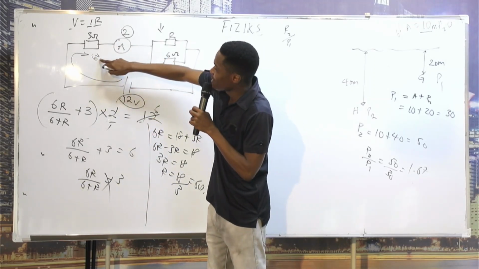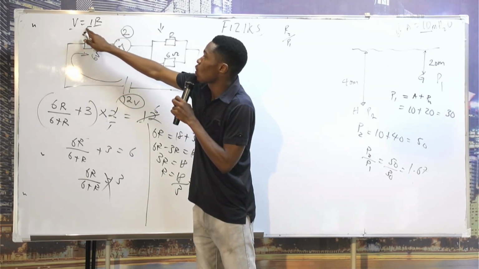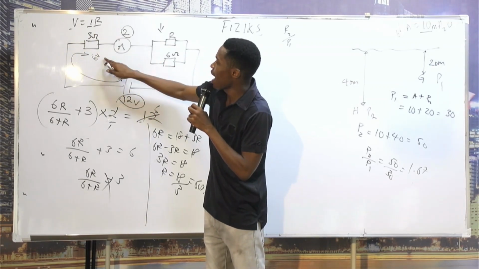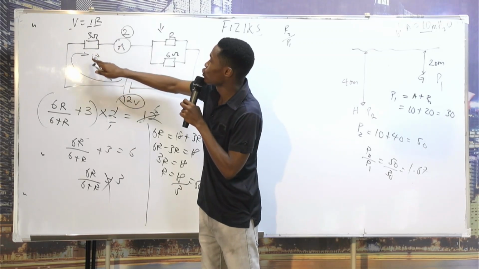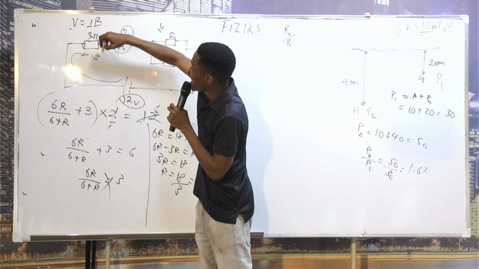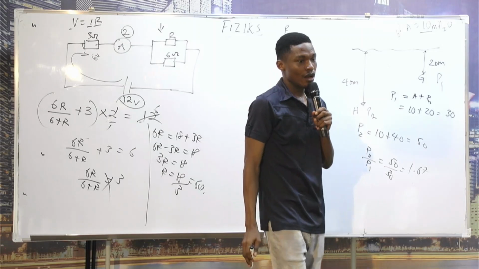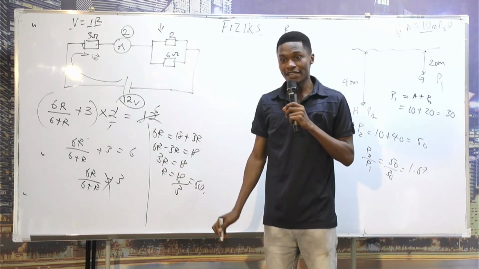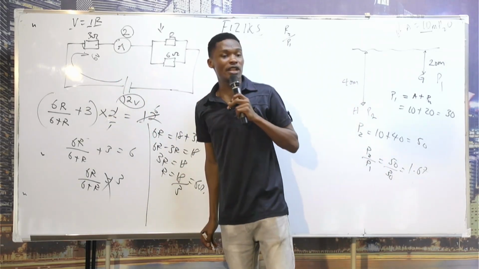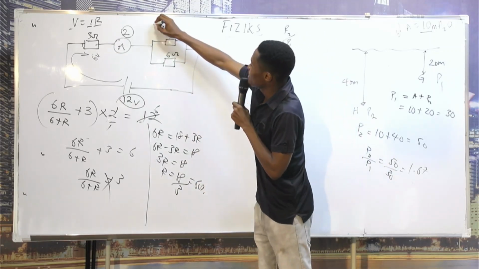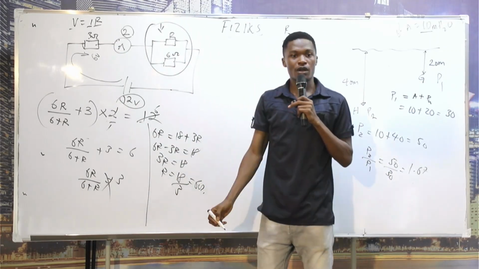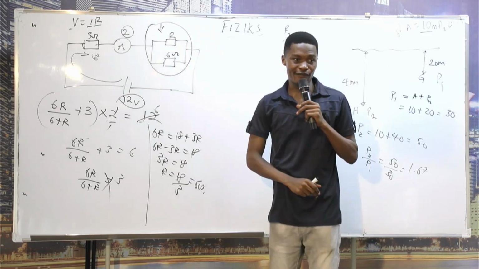So how did I get 6 volts? V is equal to IR. I is 2, R is 3. So 2 times 3 will give me 6. So the voltage that this guy will collect is 6 volts. But remember, total voltage is 12. If this guy collects 6, we are left with 6. That 6 will now be shared between these two. And because they are in parallel, they will have the same voltage.